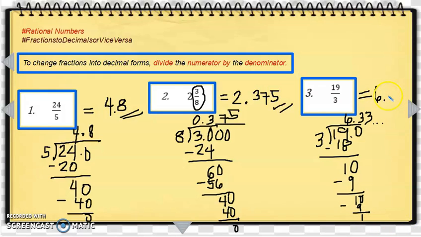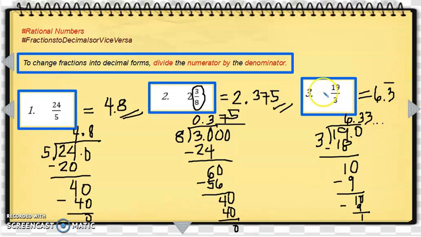So this time we have an example of a non-terminating decimal, wherein a digit in the decimal part is repeating. So we have 6.3 with a bar on top of the 3, which means that 3 is not ending, or 3 is repeating.